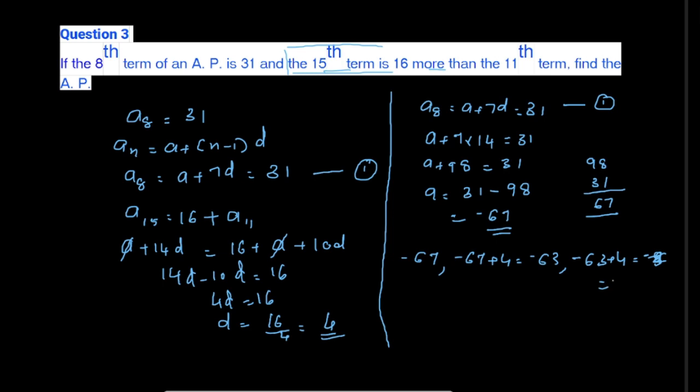Now the next terms we can find out by adding 4 to each term, hence we will be getting the succeeding terms. So what is the AP? The AP follows by adding 4 each time, and so on. This is the AP, right?